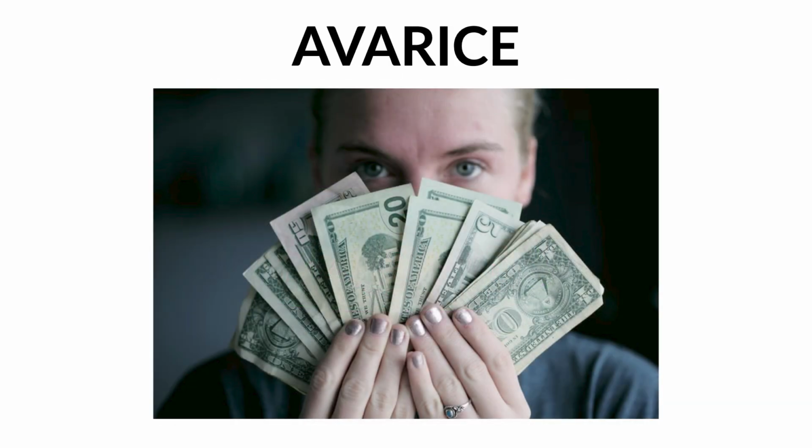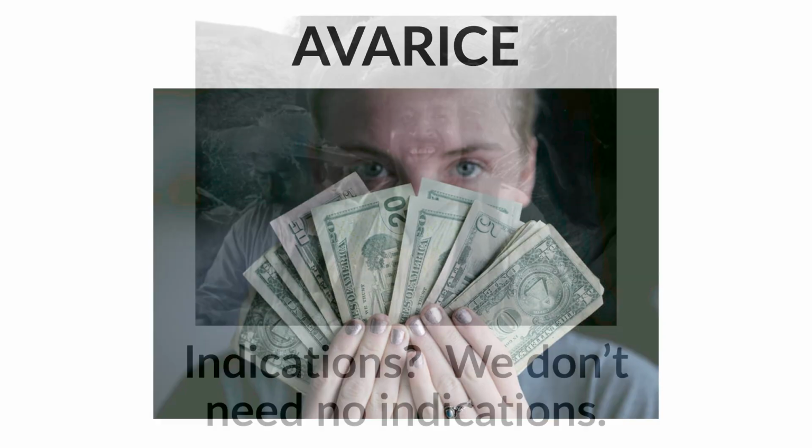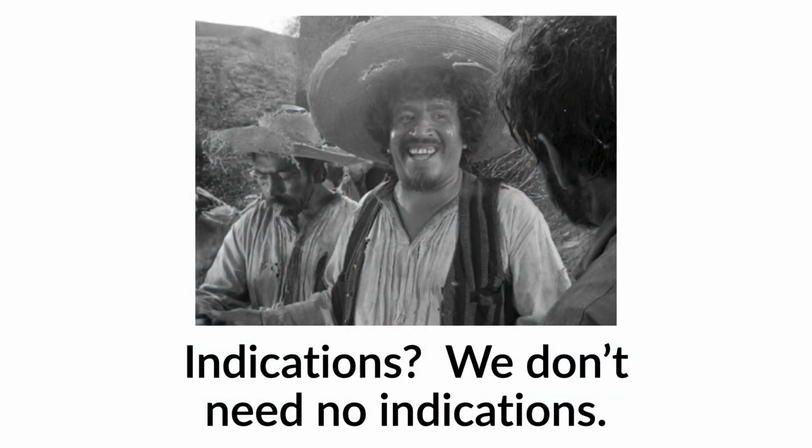We next go to avarice, greed, cupidity. This is the avarice lens. Now, in the old times, we would say indications. We don't need no indication. Badges, indications? We don't need no indications. This would be people you're operating on at the drop of a hat.